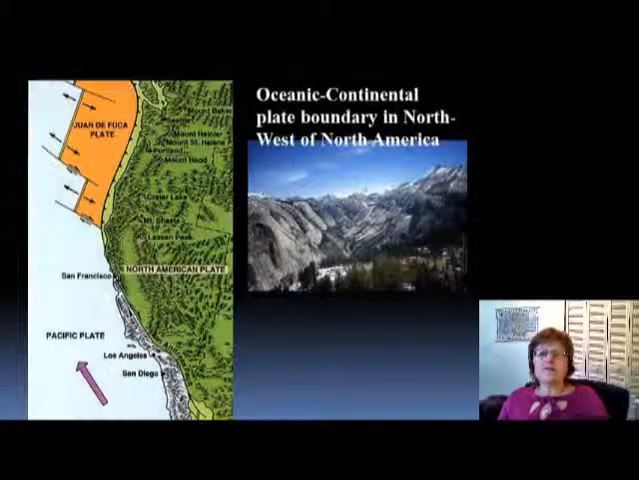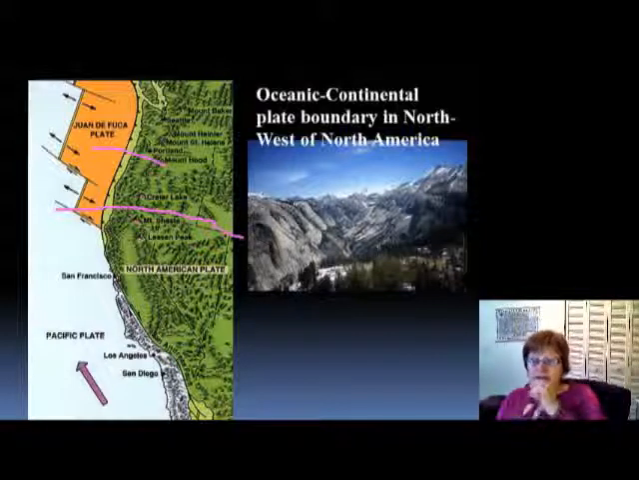And Northern America, really, actually Oregon and Washington, is a typical Oceanic-Continental plate boundary. This is where the Juan de Fuca plate is going underneath of Oregon and Washington. So we have these typical mountains, Mount St. Helens, Mount Rainier, Mount Hood, the Three Sisters. These are all typical Oceanic-Continental plate boundary mountains.